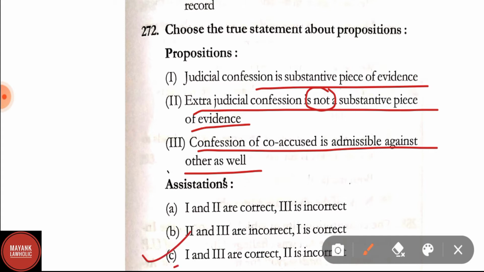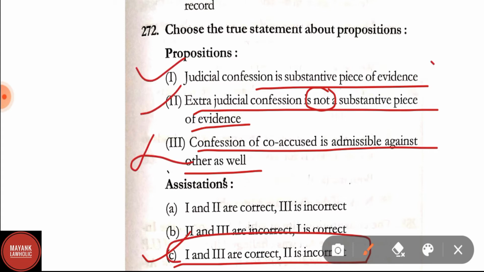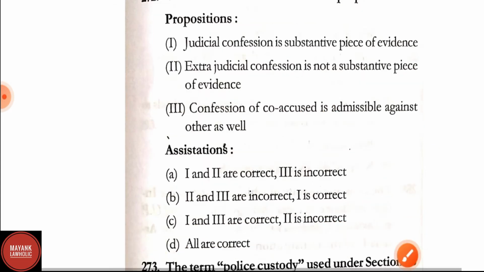Here the correct answer is option C, that is, first and third are correct and second is incorrect. Judicial confession is a substantive piece of evidence. It is correct. Extrajudicial confession is not a substantive piece of evidence, or is a weak piece of evidence. This is also correct. Confession of a co-accused is admissible. Confession of an accused is not admissible against others as well.